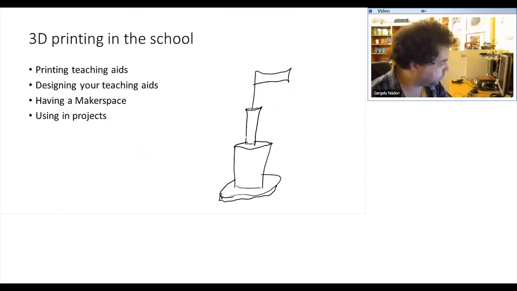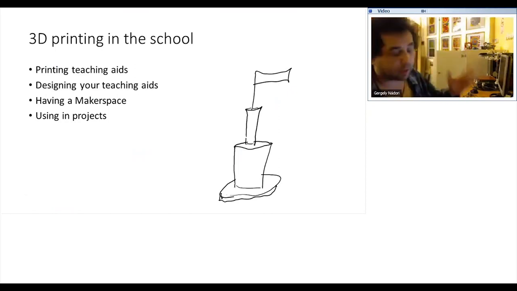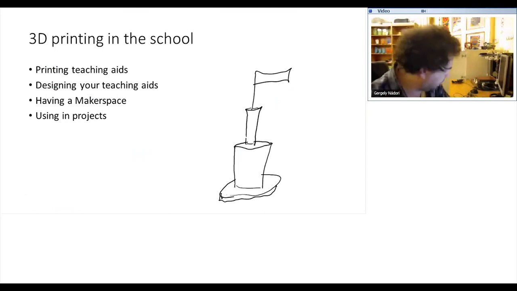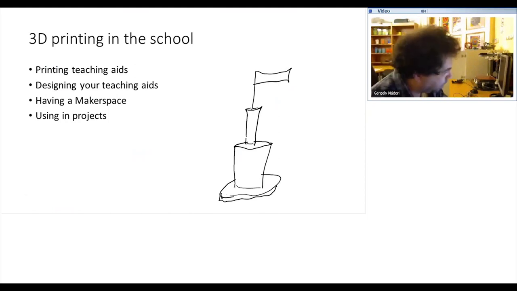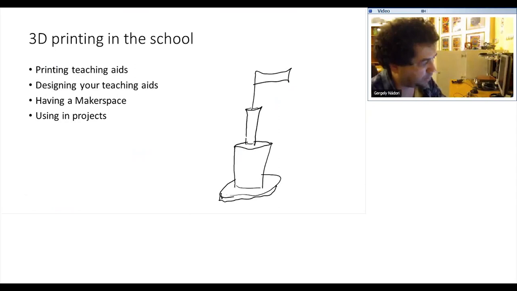One of them is printing teaching aids for yourself. Another is to design the teaching aids that you would need. The third one is having a kind of a maker space for students who are interested in design, who are interested in designing their own things and print it for them. And the fourth one is using it in school projects. And I would like to tell a couple of examples for all.